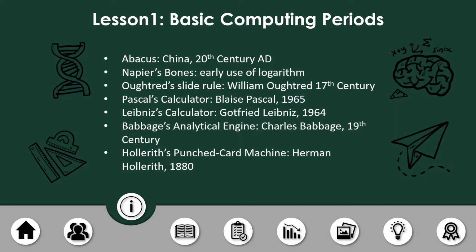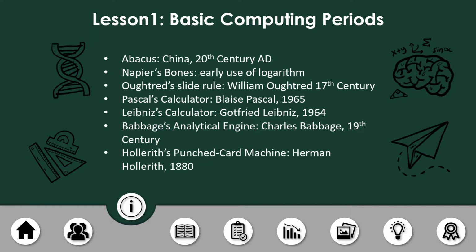This seems like a ruler that has a slider, and once we use it for computation, we can simply use the slider. It was developed by William Oughtred during the 17th century. Then we have the Pascal's calculator. It was developed by Blaise Pascal in the year 1965. As we all know, Blaise Pascal also developed Pascal's triangle. Then we have the Leibniz calculator. It was developed by Gottfried Leibniz in the year 1964.